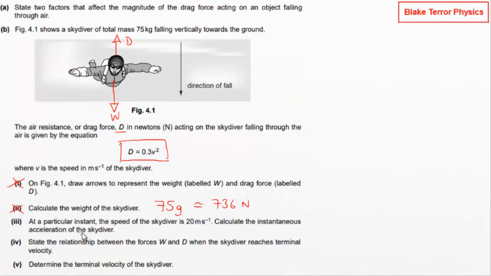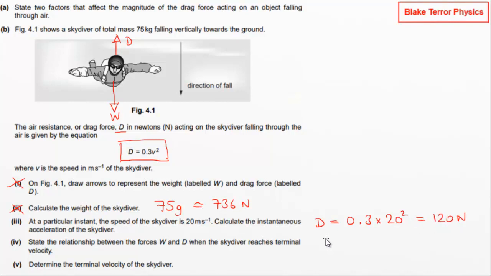At a particular instant, the speed of the skydiver is 20 meters per second. Calculate the instantaneous acceleration of the skydiver. Okay, so if we're moving at 20 meters per second, then that means we can work out what D is. It's going to be 0.3 times 20 squared. So that is 400 divided by 10 multiplied by 3, which is 120 newtons.